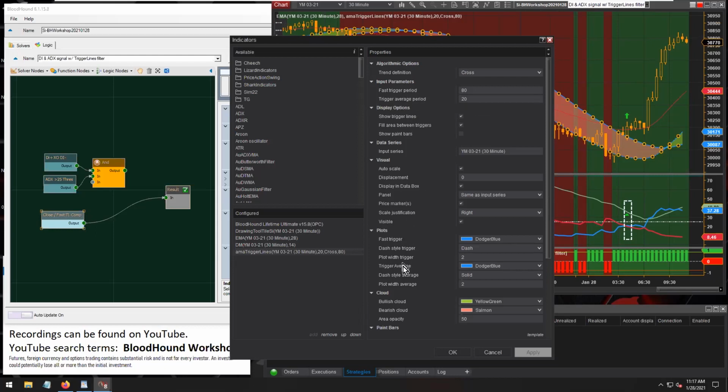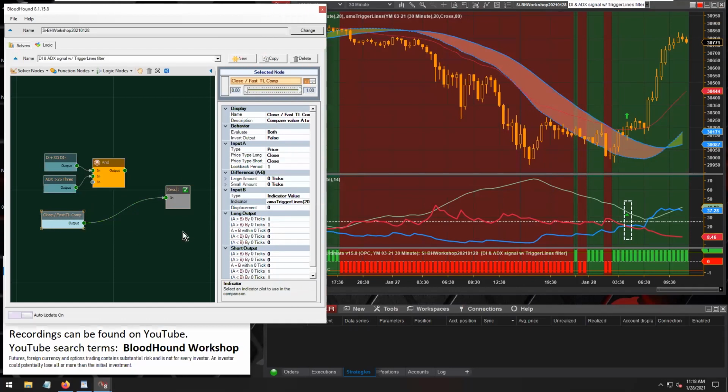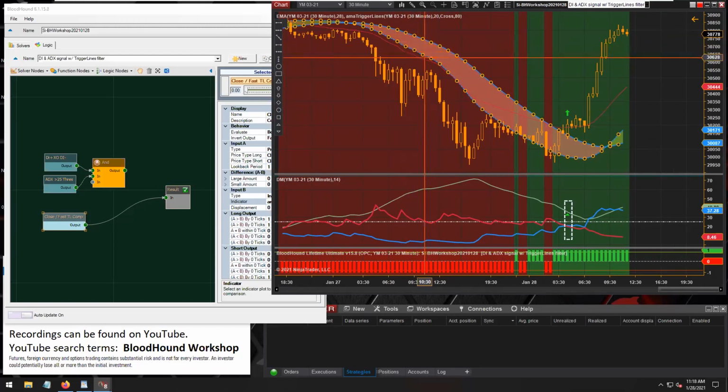Let's see, fast trigger and trigger average. Okay, yeah. So, but most people will call the average the slow line. All right. So back to our comparison solver. Let's see here. So we have the fast trigger line selected. So remember the fast one, if it's a down, the dashed one is the faster line.